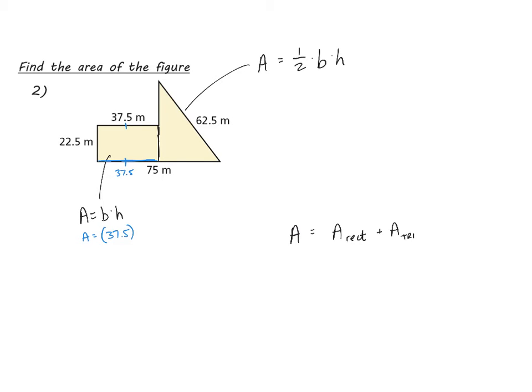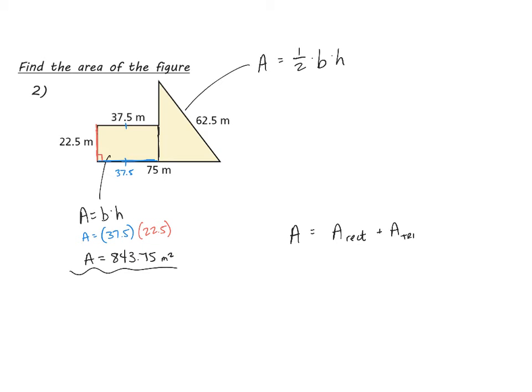And our height has to run perpendicular to that. So it looks like our height is going to be that 22.5. So the area of our rectangle is going to be 843.75. And the units is meters, area, so meters squared. Cool. So we have the area of our rectangle.